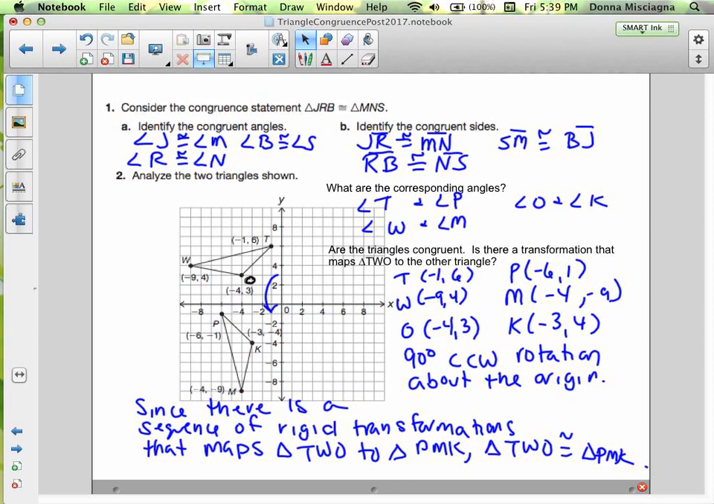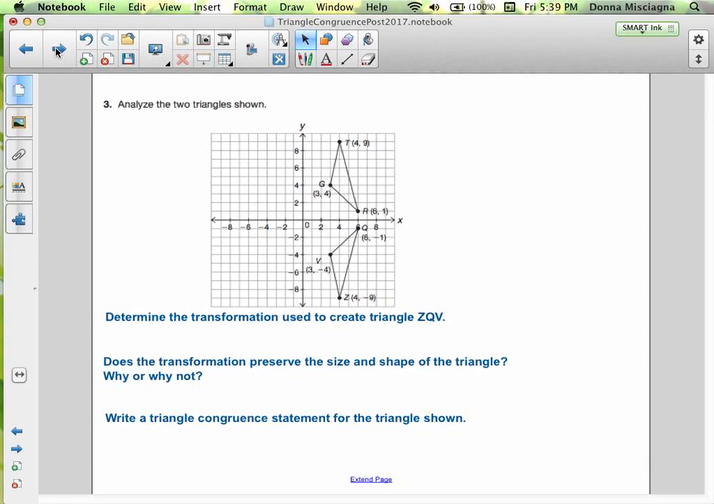Let's do one more question, and then I'll have a couple questions for you to answer. And here's my question. All right, so we're going to analyze the two triangles shown. We're going to determine the transformation used to create triangle ZQV. All right, so now let's look at our coordinates here. All right, so if we're creating ZQV, this one must be the image, and this one must be the pre-image.